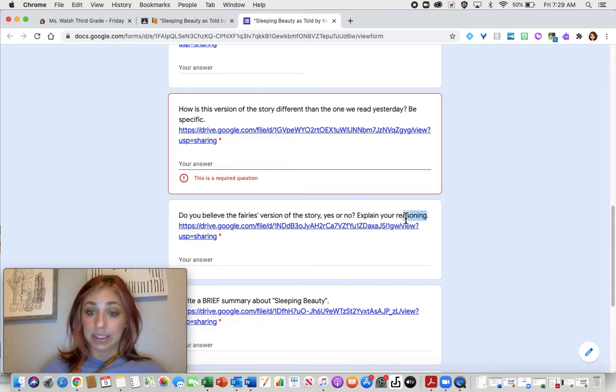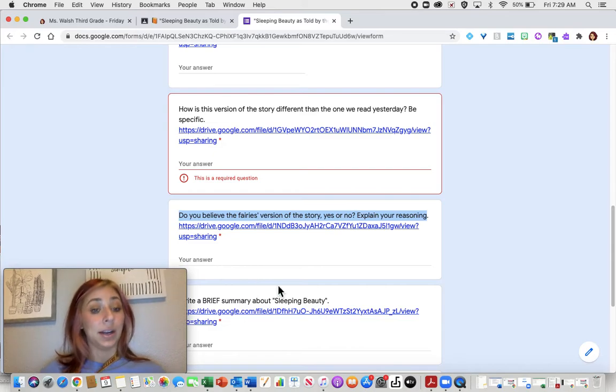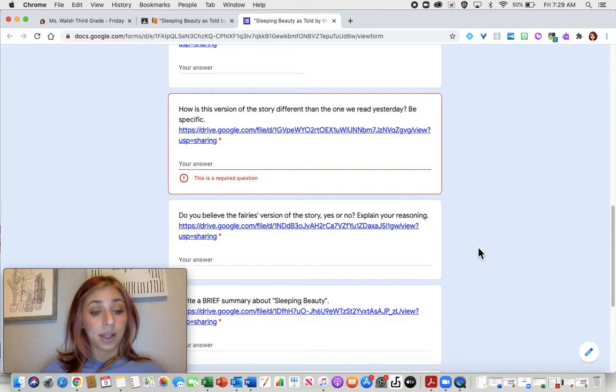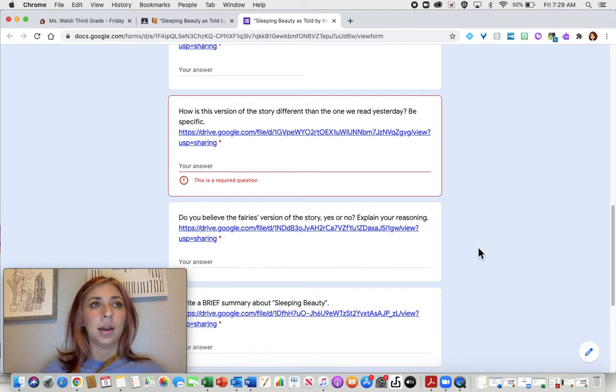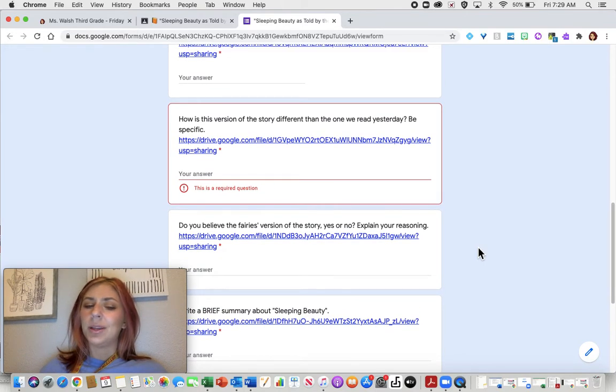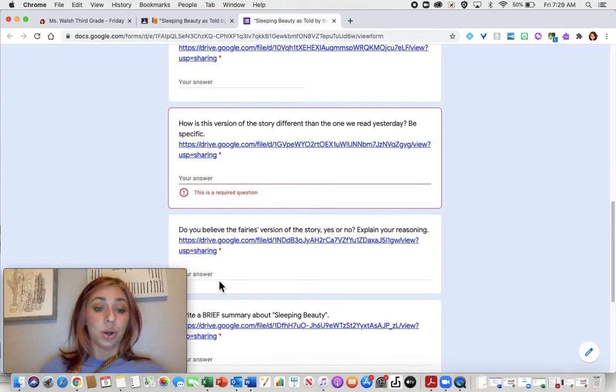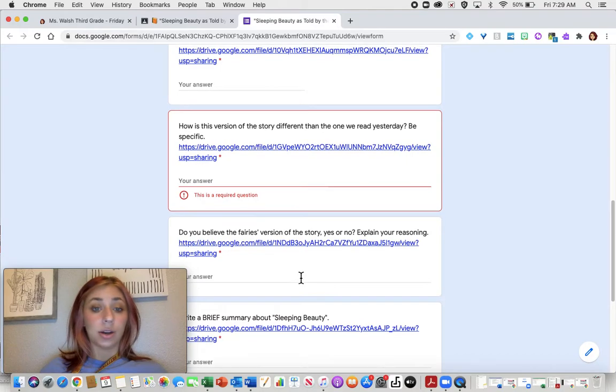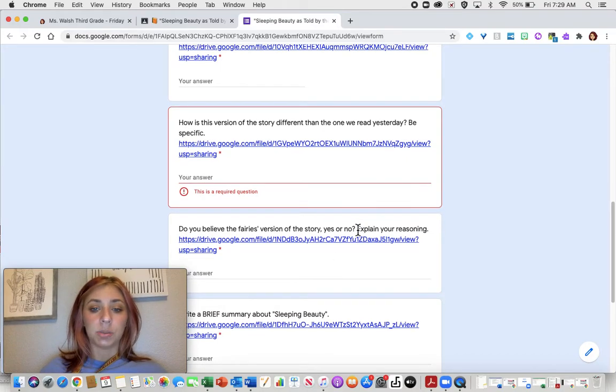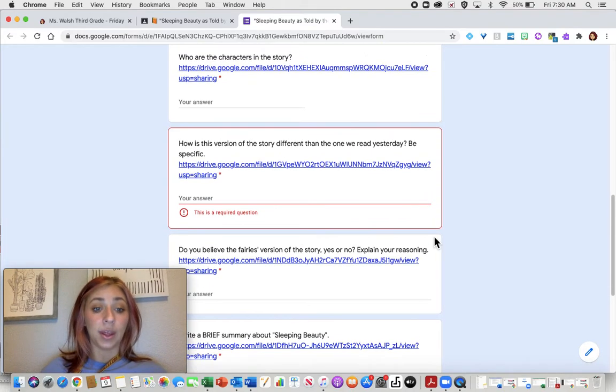You are going to listen to the fairy's point of view and their side of the story, and when they're telling their side of the story, I want you to be thinking, is this really what happened, or is it not what happened? And so you're going to decide here. There is no wrong answer. I just want you to make sure you explain your reasoning, telling me why you think that.